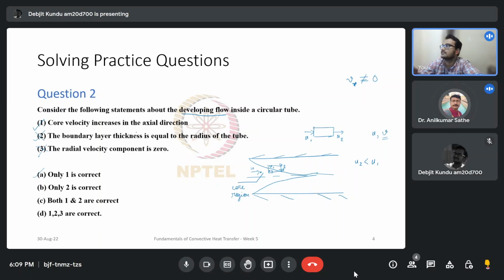So what I'm trying to say is that the radial velocity component is zero. Is this statement wrong? Okay. Means it is present. Yes, I got it, sir.